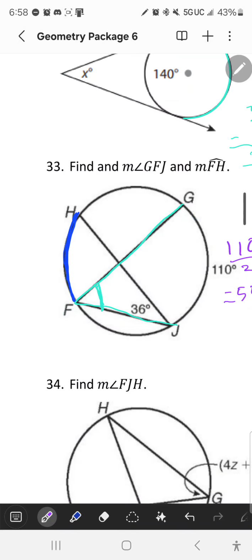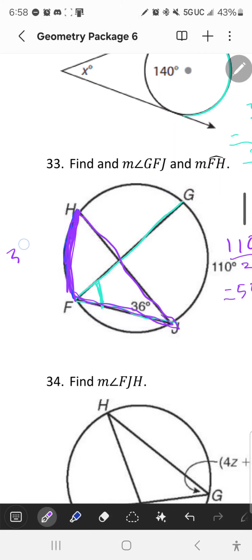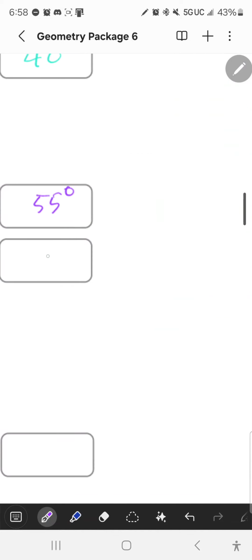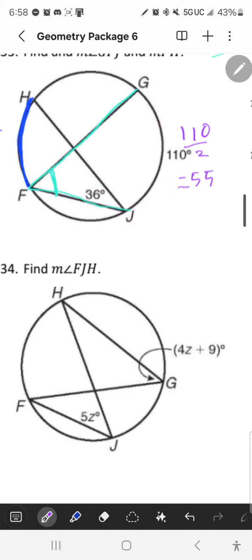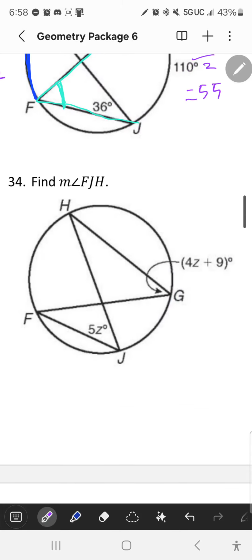In this case, it is more or less the same. We have the arc right here, the arc and the angle. We know the arc is twice the angle, so it will be 36 times 2, which is 72. Therefore, that right there is our answer, 72. And now the last one.